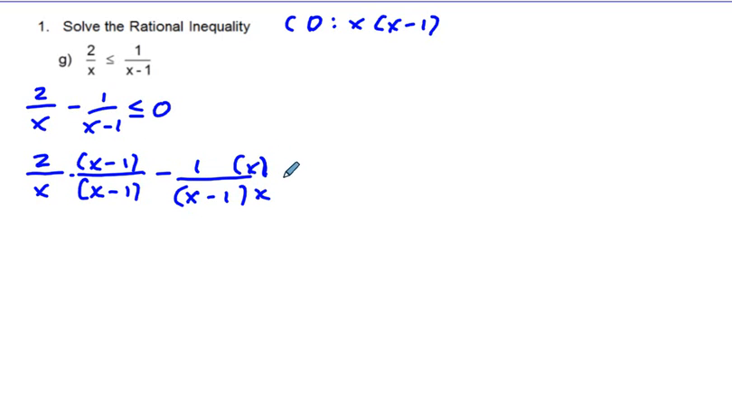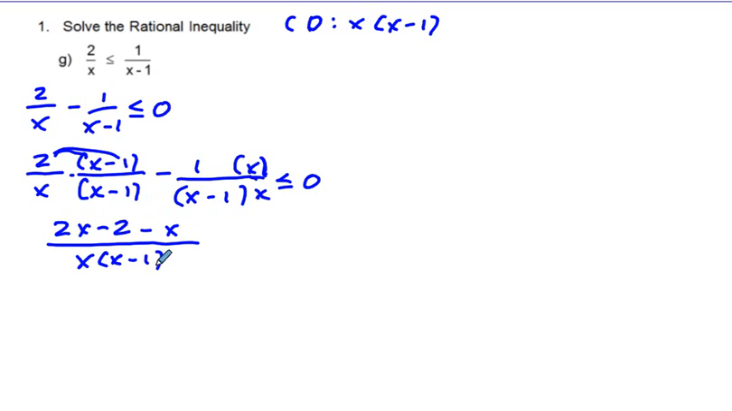And so that's going to be all less than or equal to 0. And so now we have everything we need. We have 2x minus 2 right here distributing, and we have minus x over x times quantity x minus 1. And so we have 2x minus x, which is x minus 2 over x times quantity x minus 1. And that's all going to be less than or equal to 0.